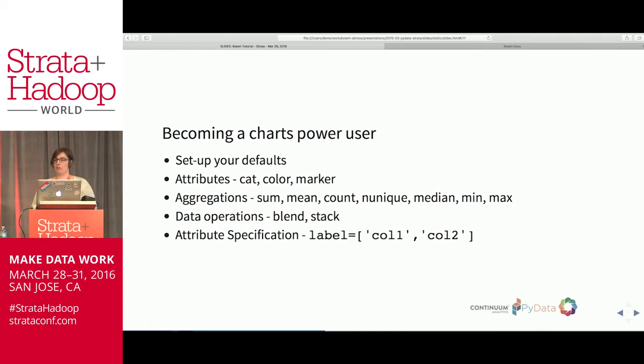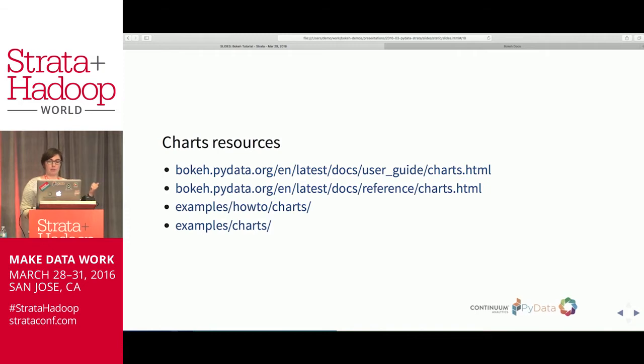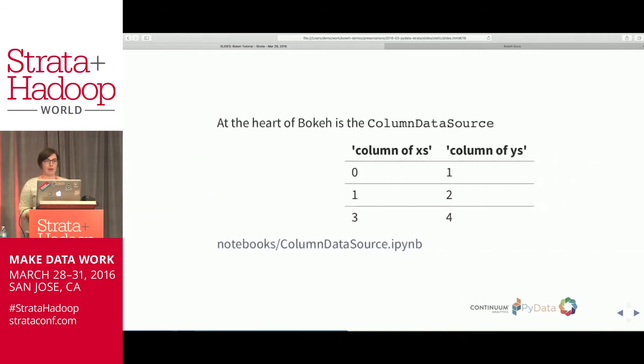The data operations like blend and stack, which I showed you, and the attribute specification, putting two columns together into one. When you have all that down, you have all of the power of charts at your hand, and if you need more than that, then you're probably going to be working with a different part of Bokeh. But that should get you very far in your exploratory data analysis. Here are some links to resources about charts, and again, this notebook is available.